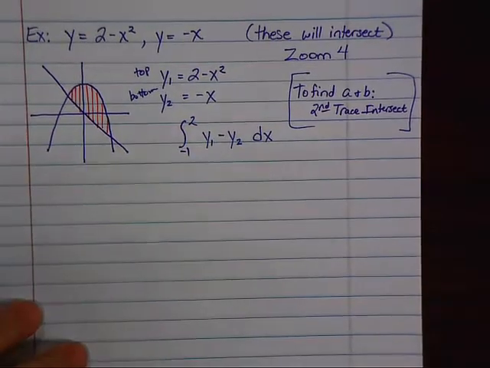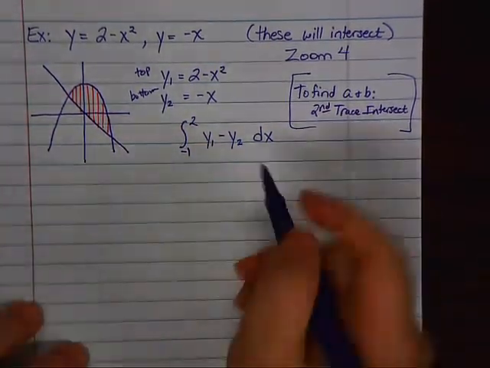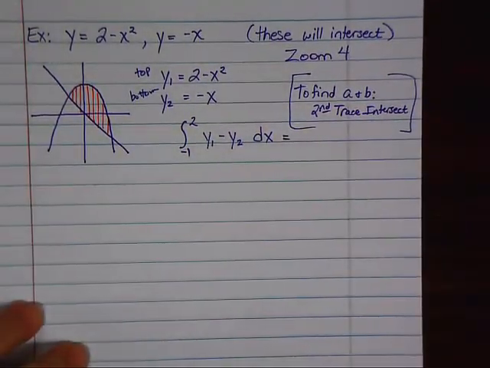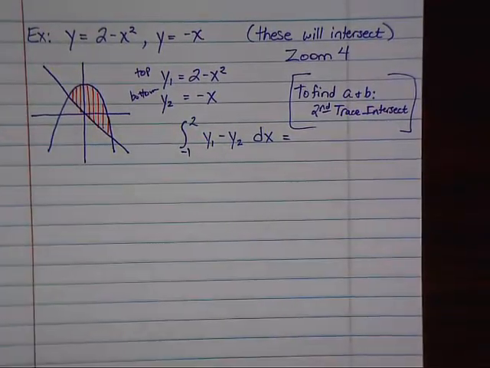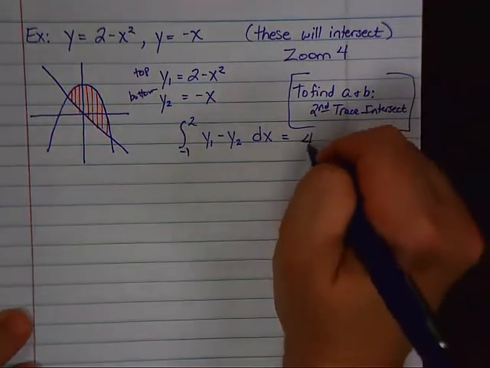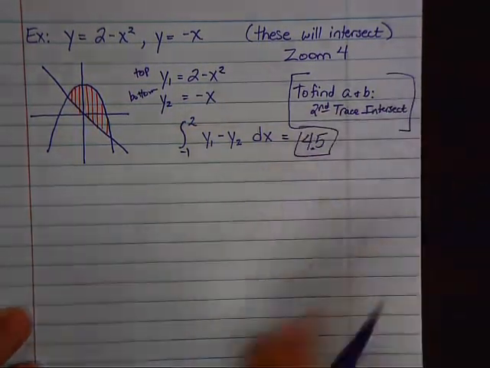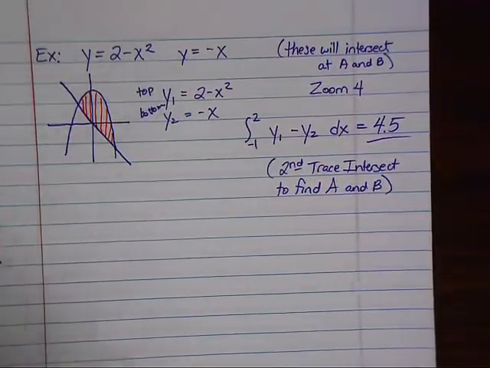Okay? All right. So now that we have this, I want you to type this in the calculator right now. Type that in right now, get an answer if you haven't done so already. This answer is 4.5. Now, I am quickly going to do the last problem before we get caught by the bell.